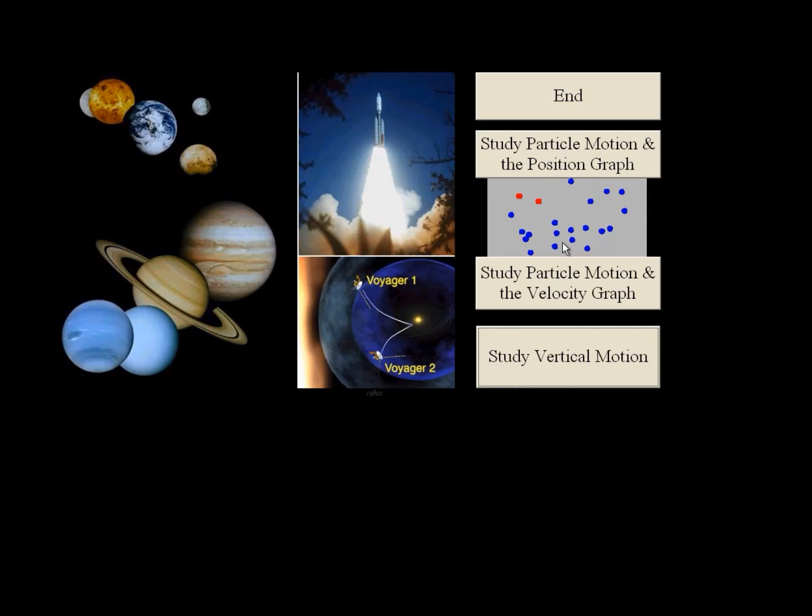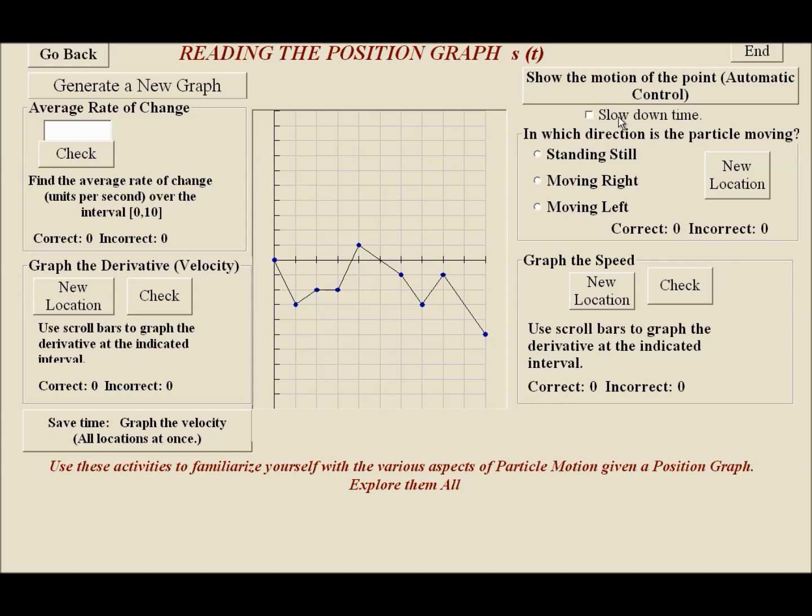The reason I wrote this is these 2 things, because the AP people make a big distinction between giving you a graph of particle motion, the position graph, and particle motion, the velocity graph. So let's look at the position graph here. And I have, instead of making 5 or 6 different programs, I just give you a graph, and you can make any kind of graph you want. It's going to generate them. And then you can concentrate on the various kinds of problems that you have.